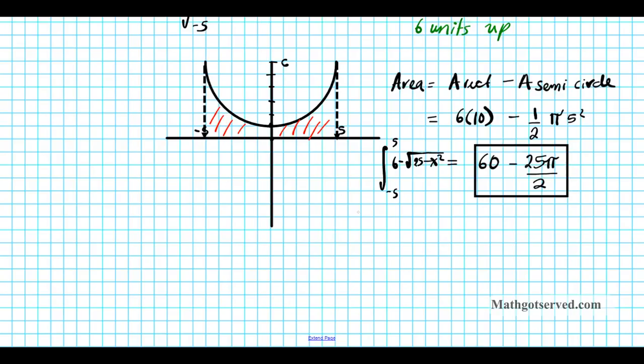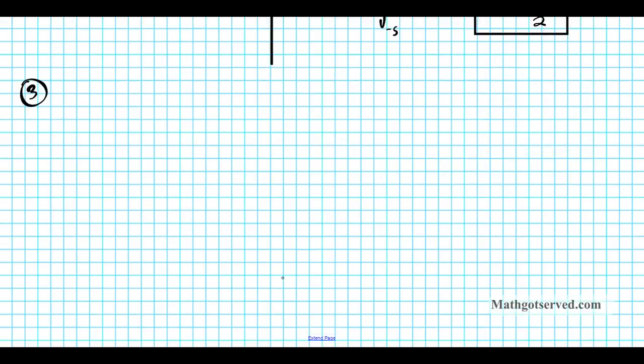Alright, let's take a look at question number 3. This is another definite integral problem, so we have to evaluate the definite integral from pi over 3 to 5 pi over 6 of cosecant x cotangent x dx. So this is a problem where we can use the antiderivative to find the integral here.